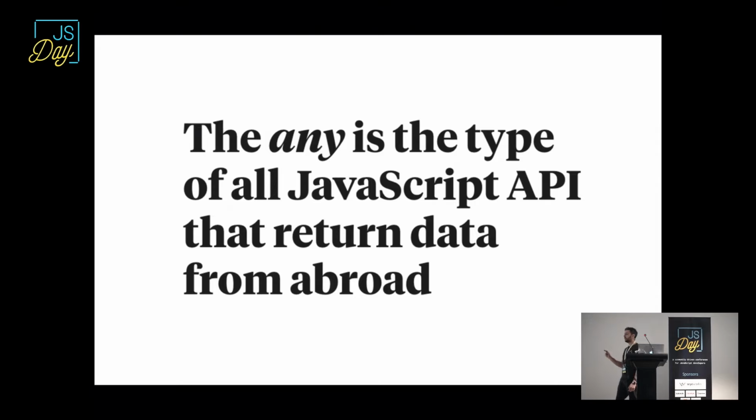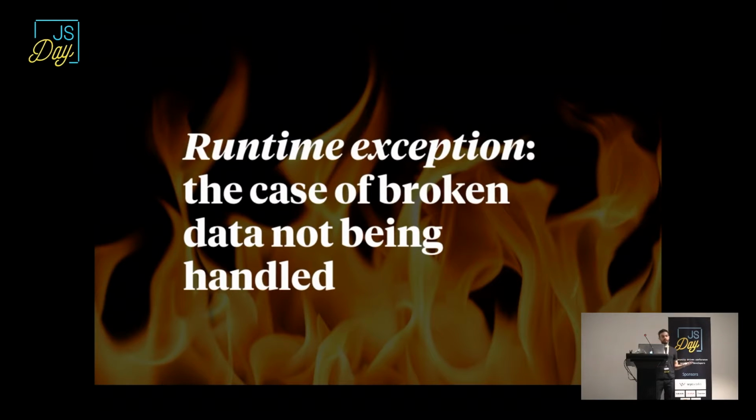But if you look at our definitions of JavaScript APIs that bring data from abroad, you see that it's all about any. Everything is any. A promise returns any. An HTTP request returns any response because we don't know. So the way that we communicate with the outside world is using any. So that's the problem. And what brings us to the runtime exception? That's the case of broken data not being handled. That's as simple as this.